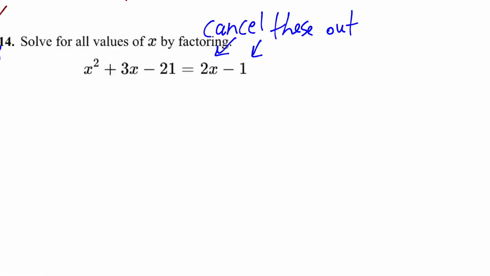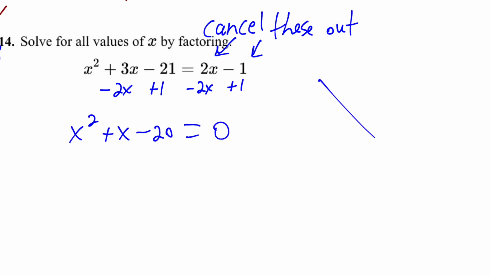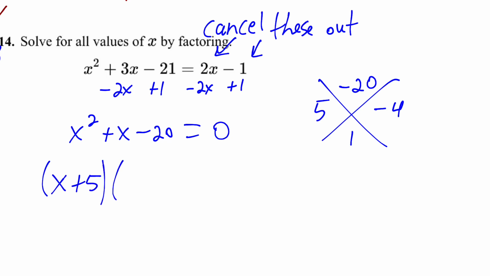Next problem, I want everything on the right to be a 0, so I'm going to cancel these out. We can do minus 2x plus 1, minus 2x plus 1. We're left with x squared plus x minus 20 is equal to 0. I'll do the x method, minus 20 on top, 1 on the bottom. This is going to give me 5 and negative 4. So if I rewrite this, x plus 5 times x minus 4 is equal to 0.